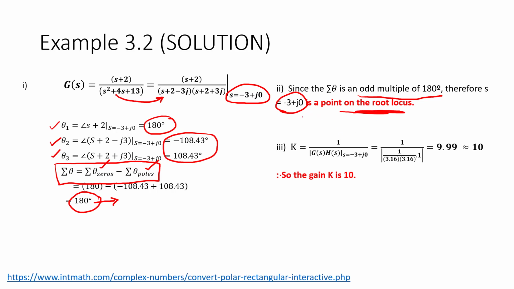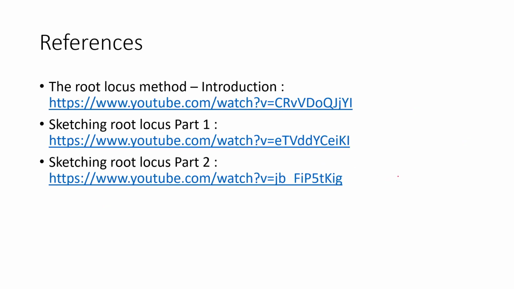So what is the gain at this point? By using this equation, you can find the gain k by inserting all of the s values into this equation. You will get gain equal to 9.99, or 10. And this is the reference where you can see more details on the root locus method.